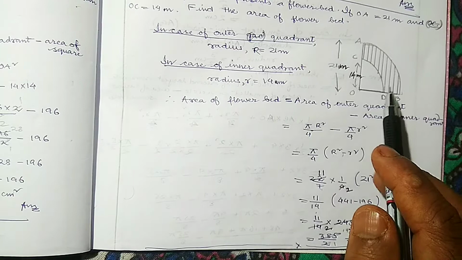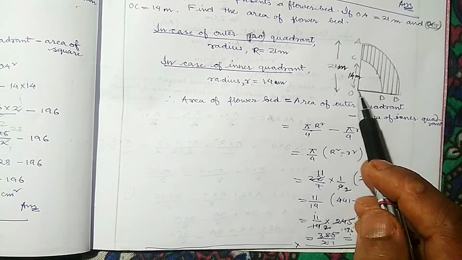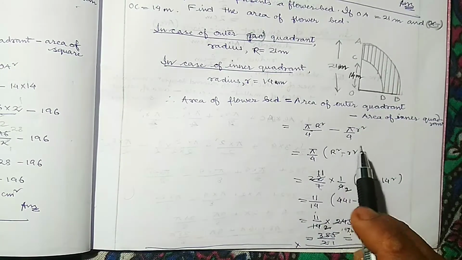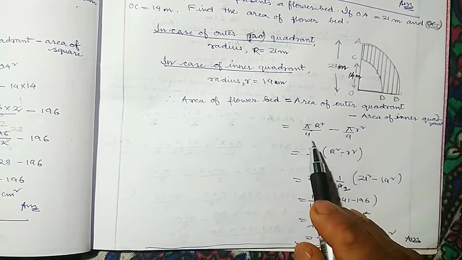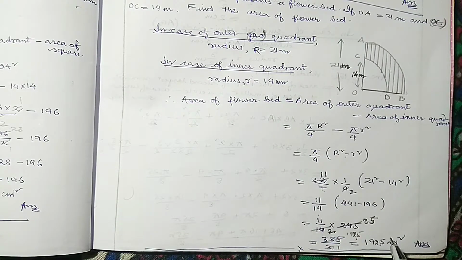So what we have done, to find the area of the flower bed, we have to subtract the area of the smaller quadrant from the area of the bigger quadrant. So it's a simple sum, just this formula you have to remember, otherwise the sum is quite simple. I hope the sum is clear, and now I'll discuss question number 4.